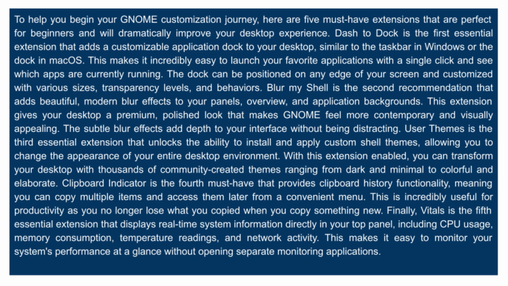Third, User Themes. Allows you to install and use custom shell themes. And fourth, we have Clipboard Indicator. Gives you a clipboard history, copy multiple items and access them later. Fifth, Vitals. It shows system information in your top bar: CPU, memory, temperature, and much more. Install these 5 and your GNOME experience will be transformed.